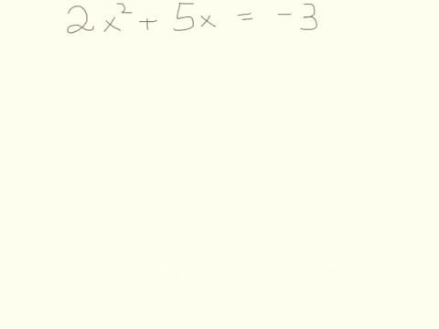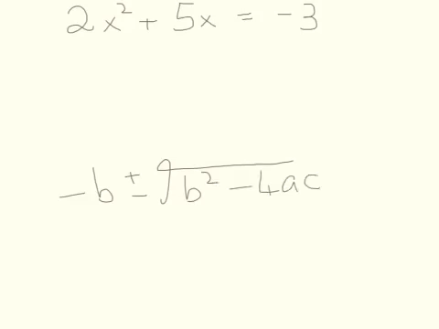So here I have a quadratic equation that I want to solve, and I want to use the quadratic formula to solve it. And the quadratic formula is negative b plus or minus the square root of b squared minus 4ac all over 2a. But looking back at my quadratic equation, 2x squared plus 5x equals negative 3, I don't see any a, b, or c there. So how am I going to get that to use in the quadratic formula?